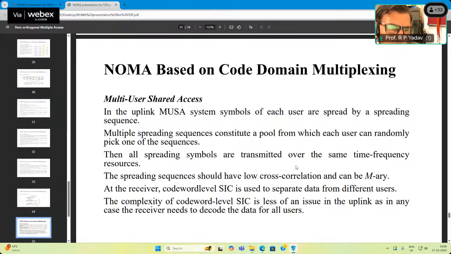At the receiver, codeword-level SIC is used to separate data from different users. So again, as in power multiplexing, SIC is being used in the code domain also to distinguish between two codewords. The complexity of codeword-level SIC is less of an issue in the uplink, as the receiver needs to decode the data for all users.